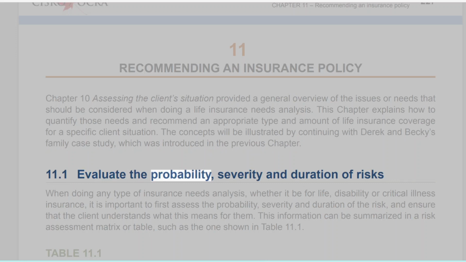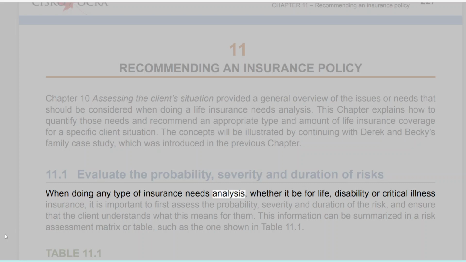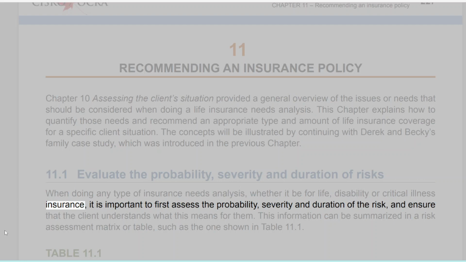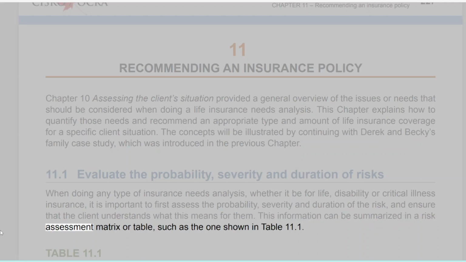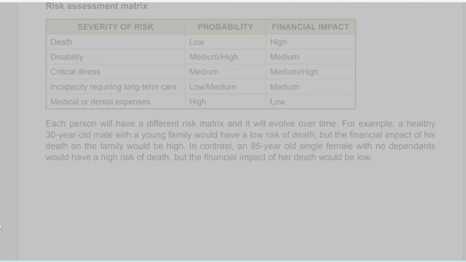11.1 Evaluate the probability, severity, and duration of risks. When doing any type of insurance needs analysis, whether it be for life, disability, or critical illness insurance, it is important to first assess the probability, severity, and duration of the risk, and ensure that the client understands what this means for them. This information can be summarized in a risk assessment matrix or table, such as the one shown in Table 11.1, Risk Assessment Matrix.